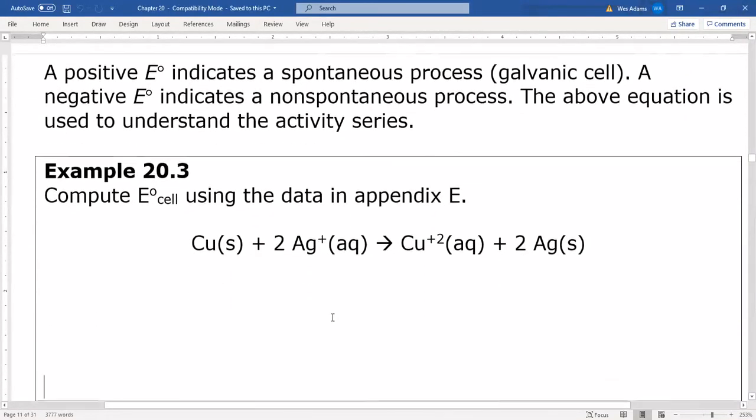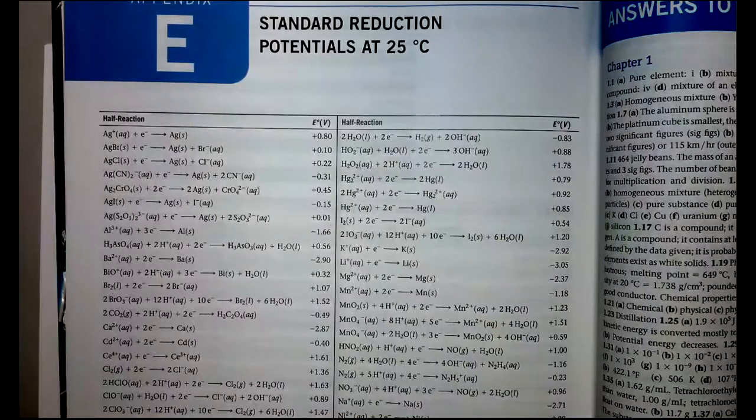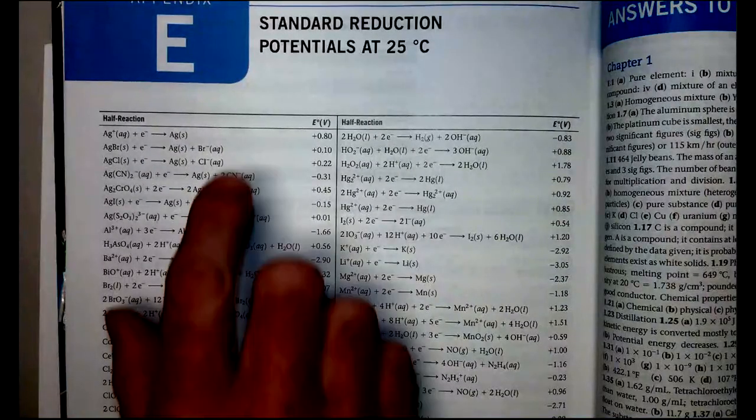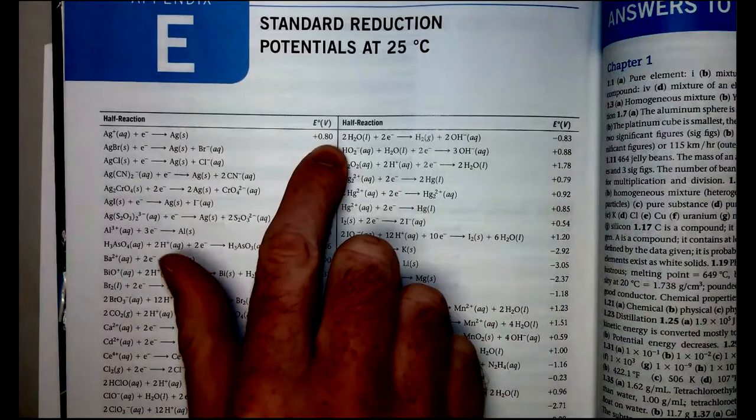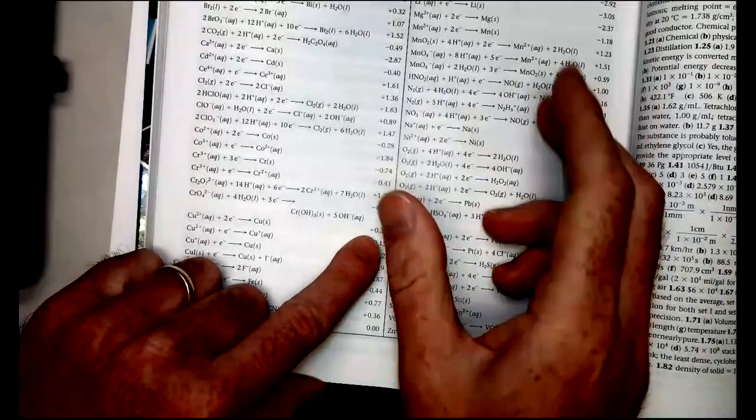So let's look at E cell, calculating it from the appendix. And so we've got copper being oxidized, and it looks like silver is being reduced. We need to look up those half cell potentials. So going back to the data table, we already talked about copper, but where's silver? Silver's right up here at the top, it's 0.8. So it would rather be reduced relative to copper down here, which is 0.34.